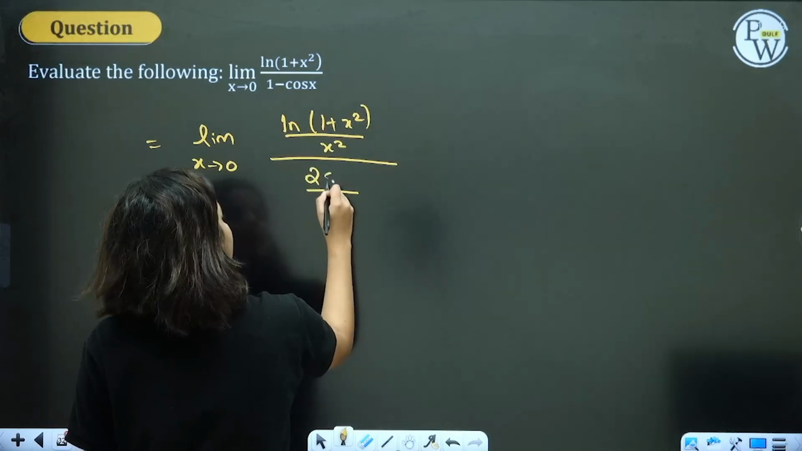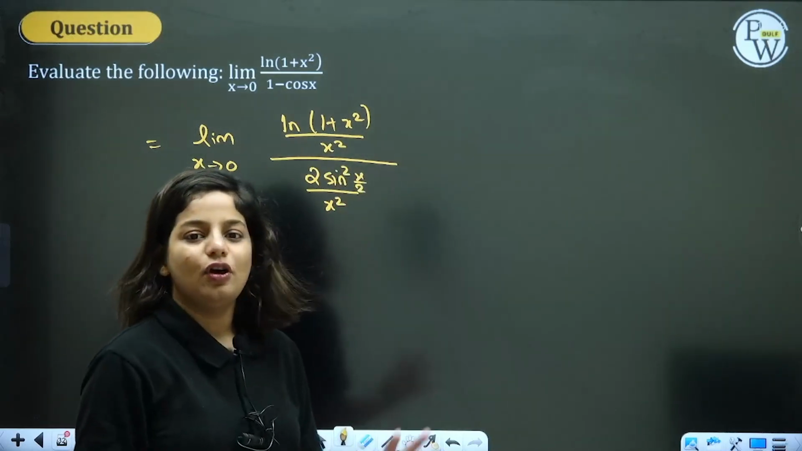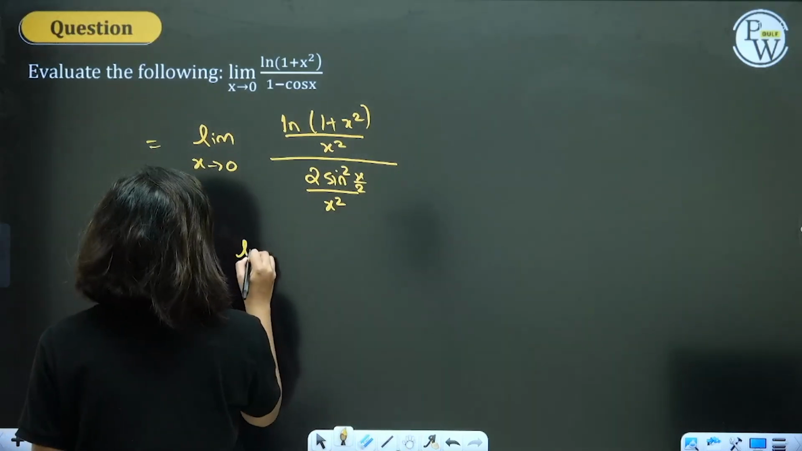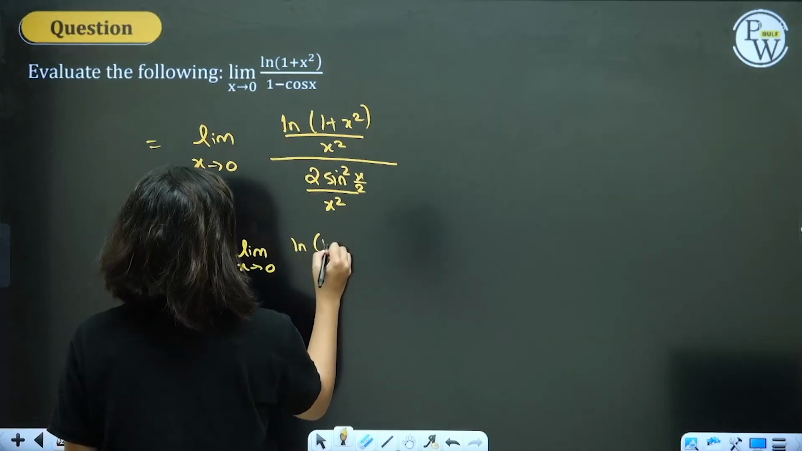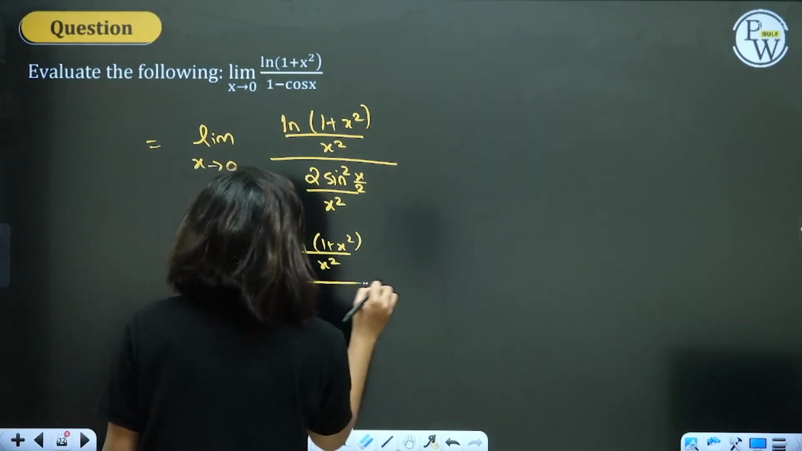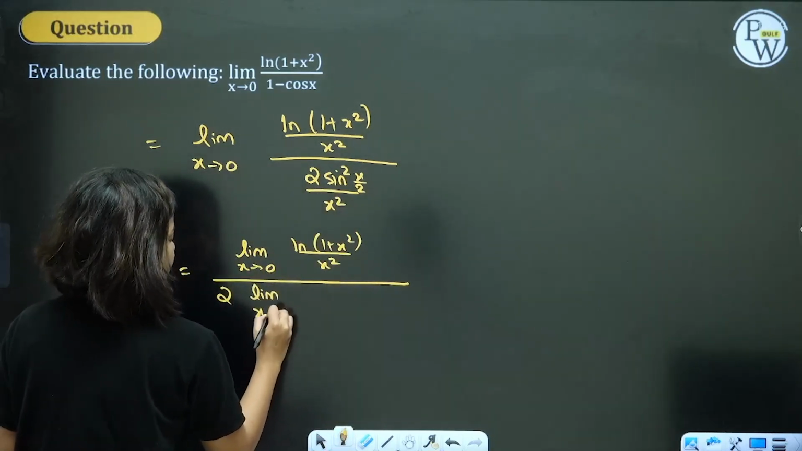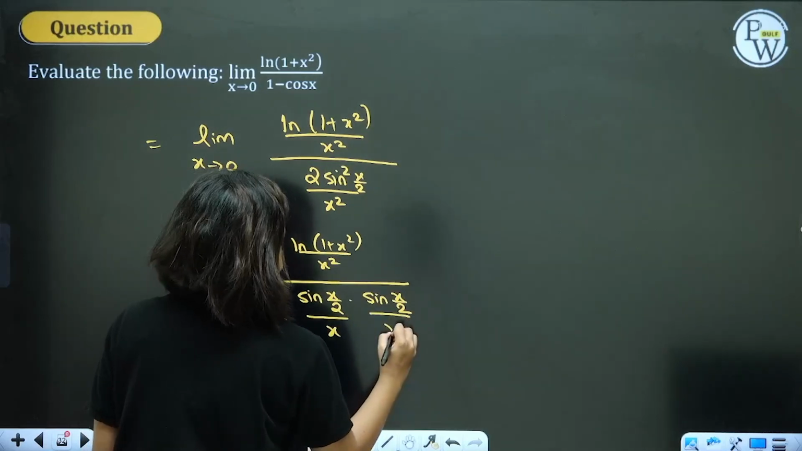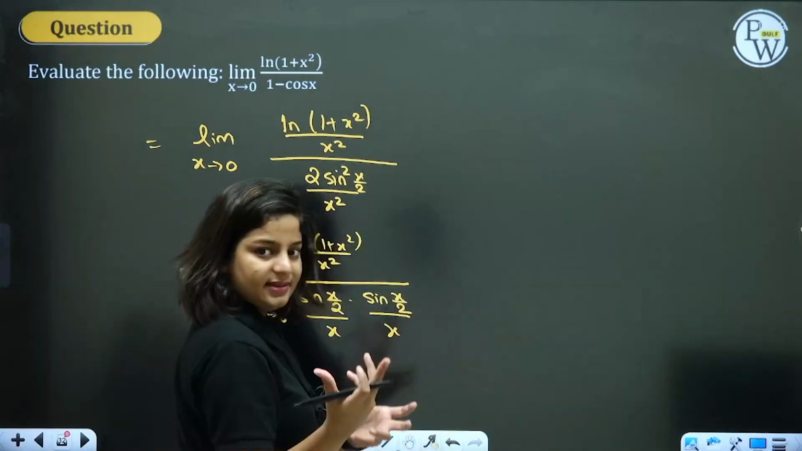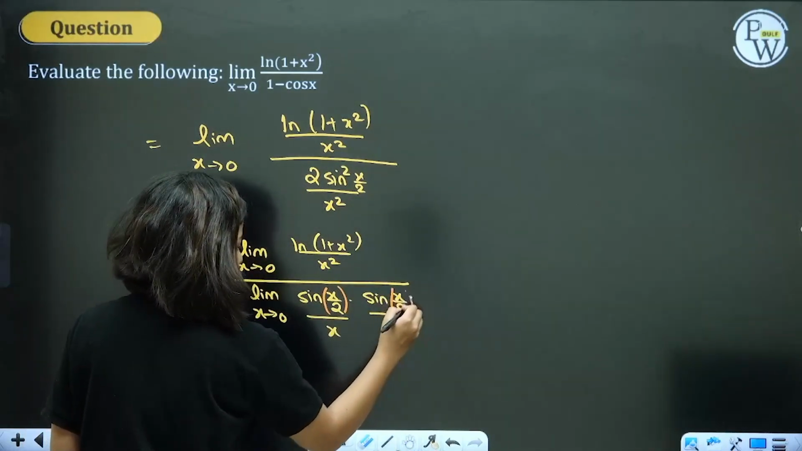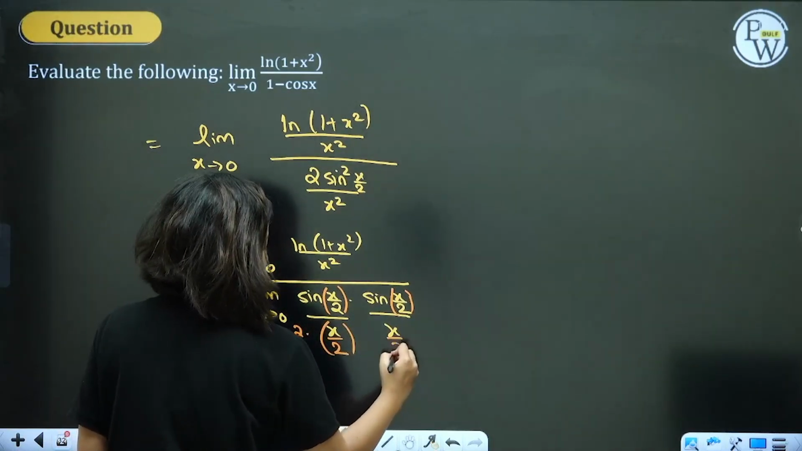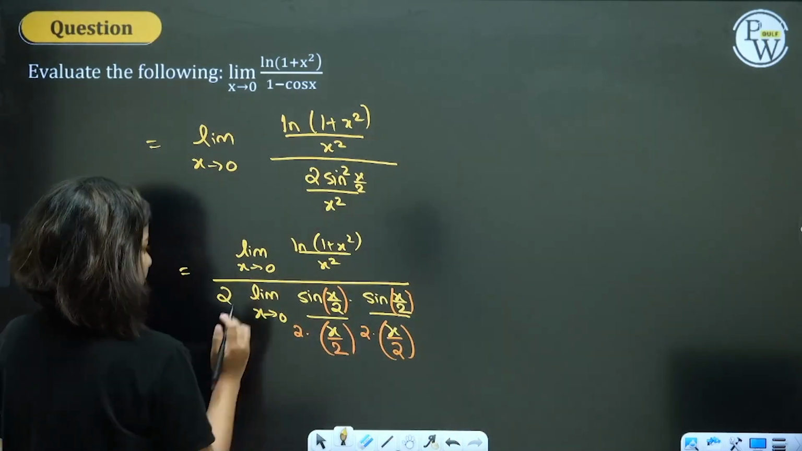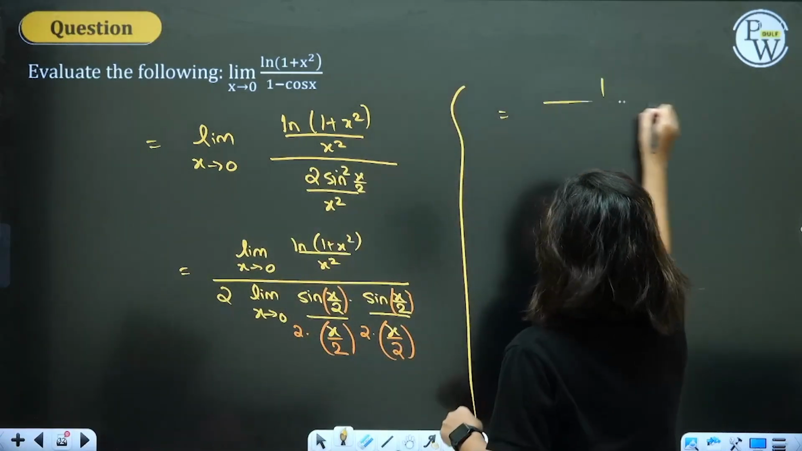1 minus cos x can also be written as 2 sin square x by 2. And now life is all about adjustment. The numerator is sorted, the numerator is 1. Just go for the denominator nicely, and just split the limits and rewrite it. 2 comes out. Limit x tends to 0, sin x by 2 into sin x by 2, upon x, x; whenever there is a square, we split. Now, adjust the missing terms. This is x by 2, so we need to divide by 2 and multiply by 2, divide by 2 and multiply by 2. What is happening? 2 2s are 4, and 4 comes out. The numerator is anyways 1 upon this 2.